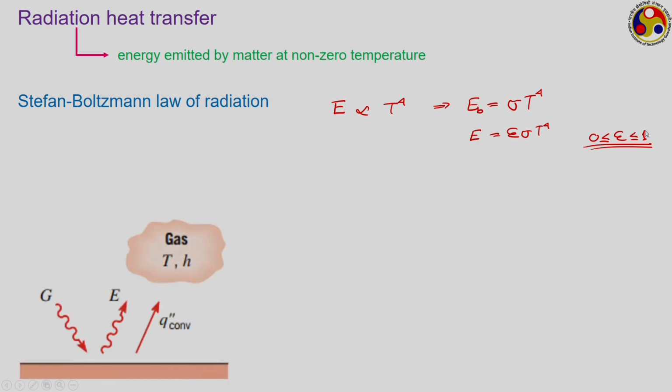Now, because of radiation, while a particle, or I should say surface, can emit radiation like this one, it can also receive radiation from its surroundings. So, accordingly, this capital G is a symbol generally associated with a term called irradiation.